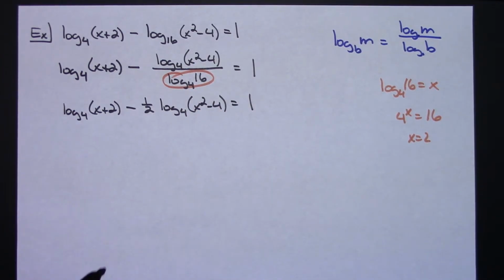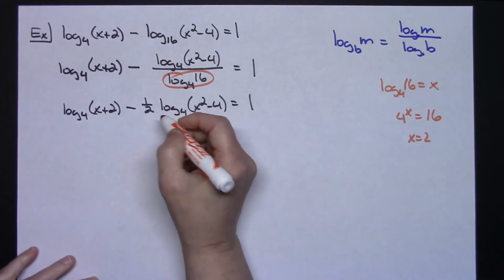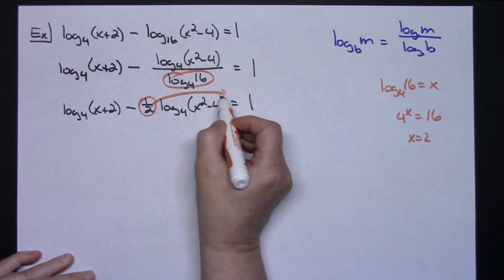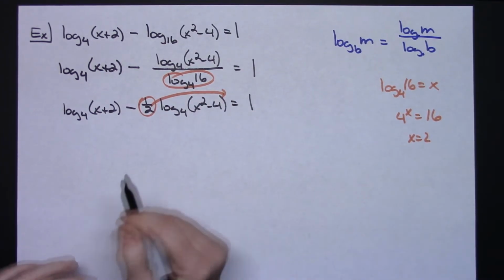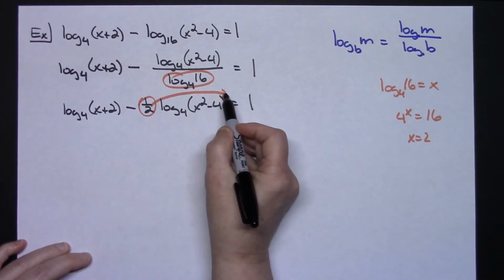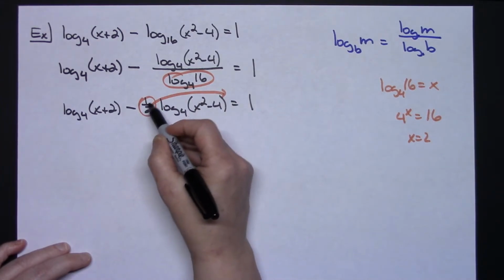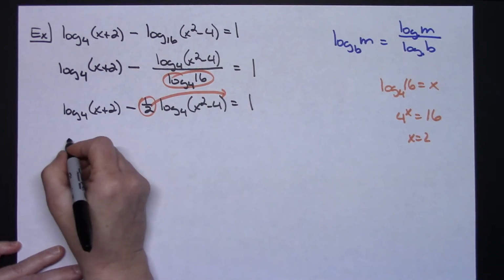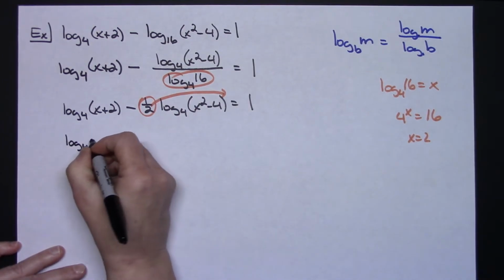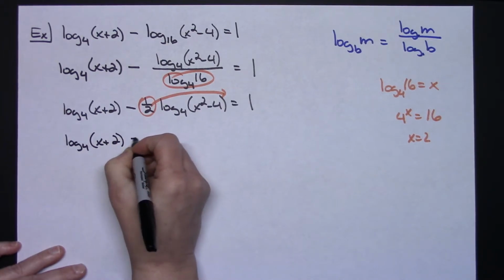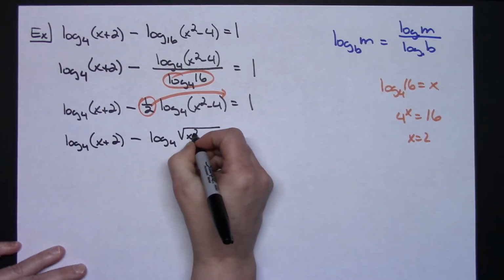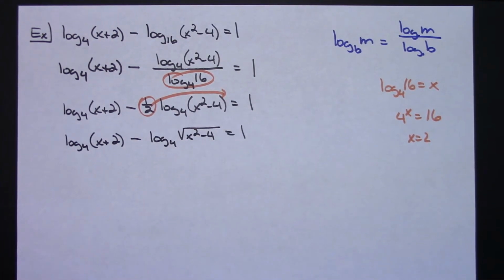Alright, and then we are going to apply the rule that says I can take this coefficient here and pull it up as an exponent, and remembering that to the 1/2 power is the same thing as writing a square root. So when I pull that up as a 1/2 exponent, I'm going to write this as a radical. So then I'm going to have the log base 4 of x plus 2 minus the log base 4 of the square root of x squared minus 4 equals 1.